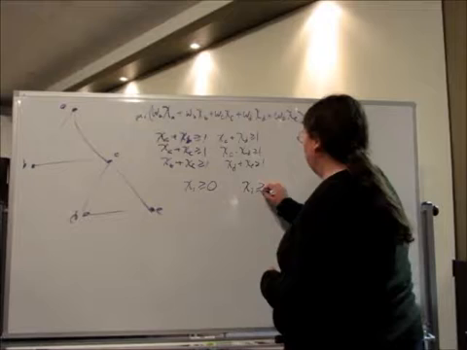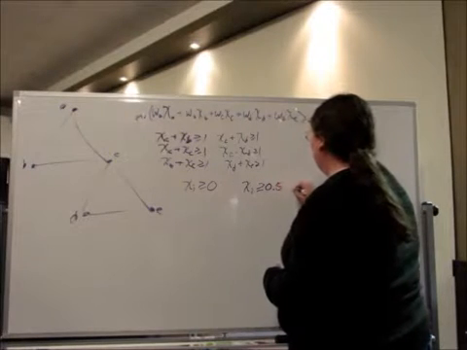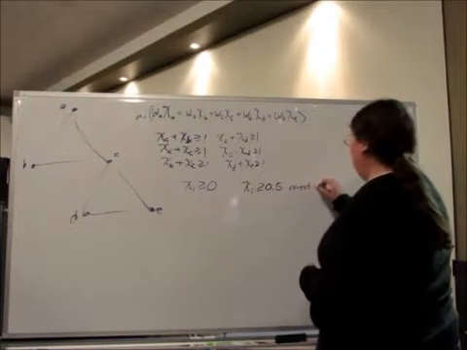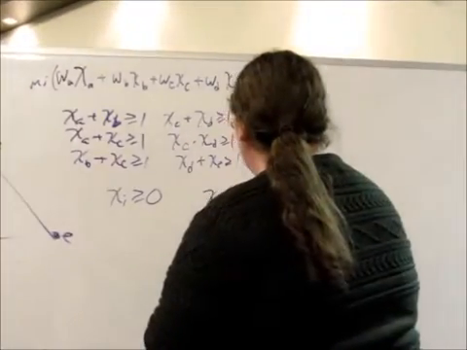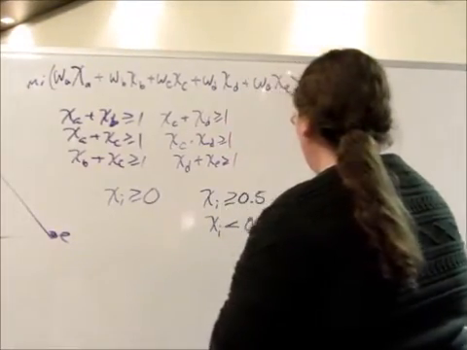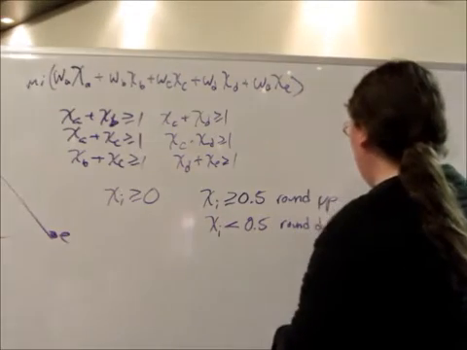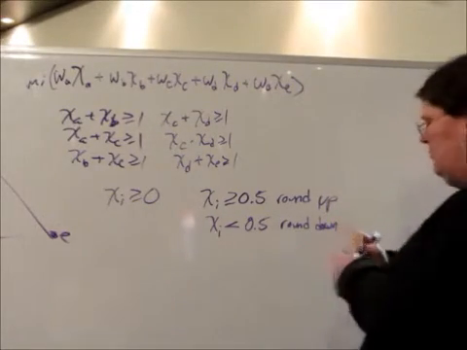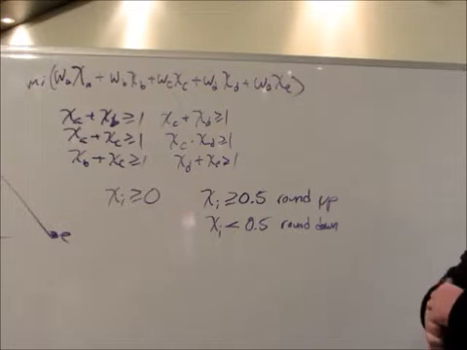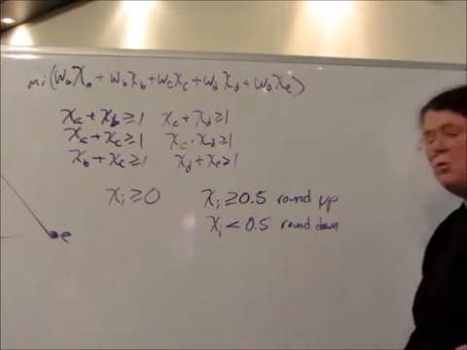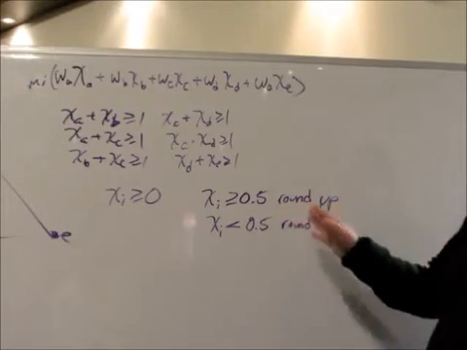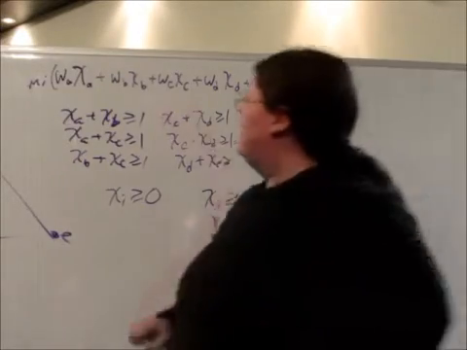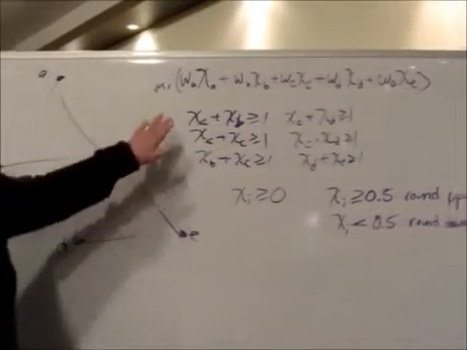So if x_i is greater than or equal to 0.5, round up. And if x_i is strictly less than 1/2, round down. Okay, that seems like a thing we could do. Does it work? Well, yes, otherwise I wouldn't be here, but let's think it through. Let's go back to that first edge, x_a and x_b.